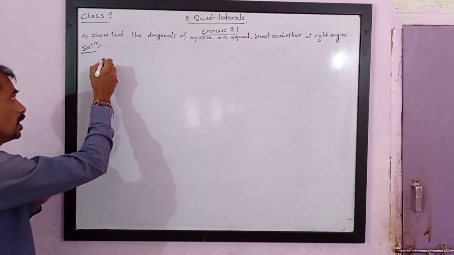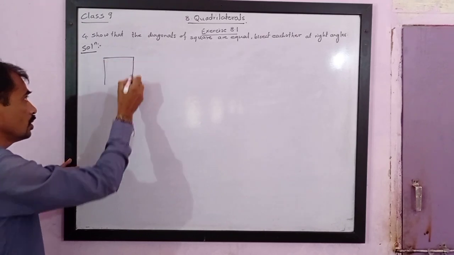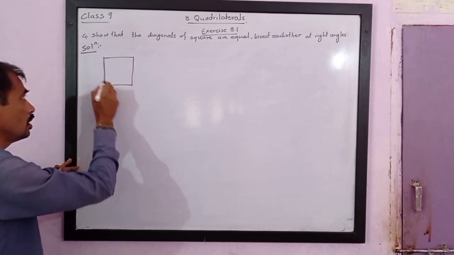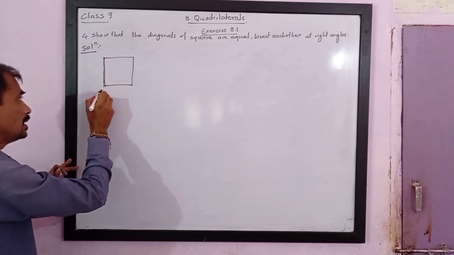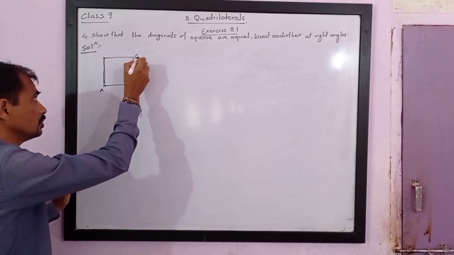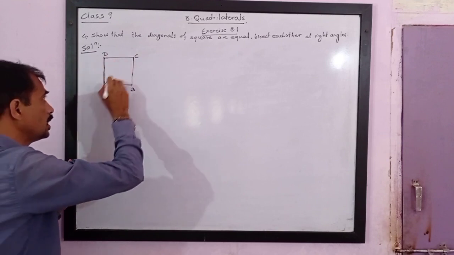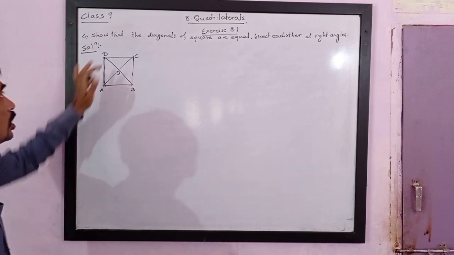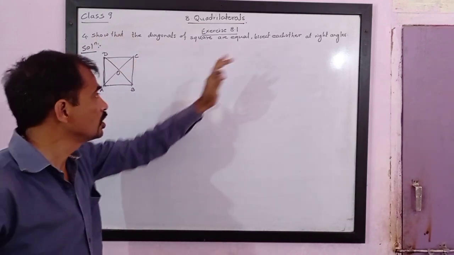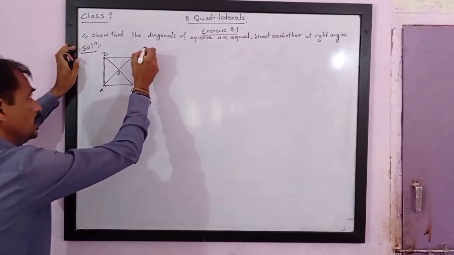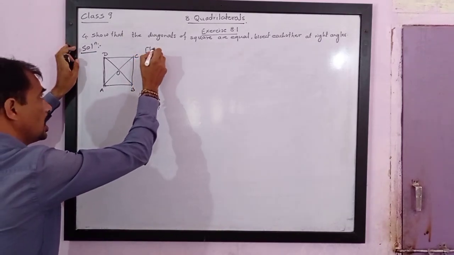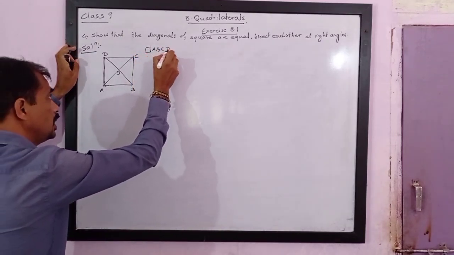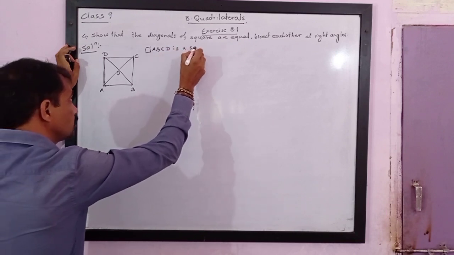We will need some figure. Let us name this square as ABCD, and let the diagonals AC and BD meet at point O. So we are given that quadrilateral ABCD is a square.